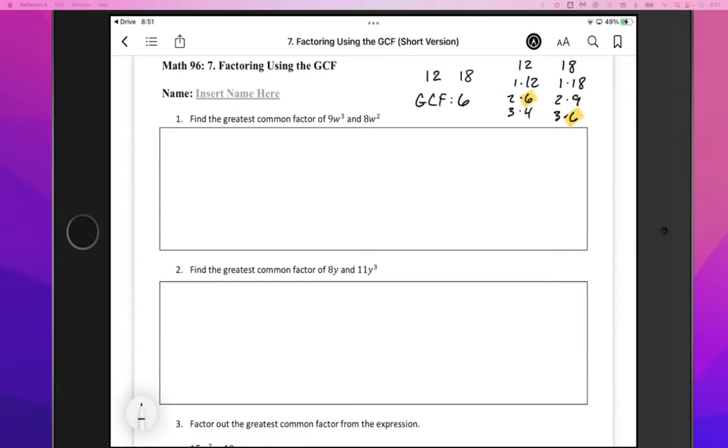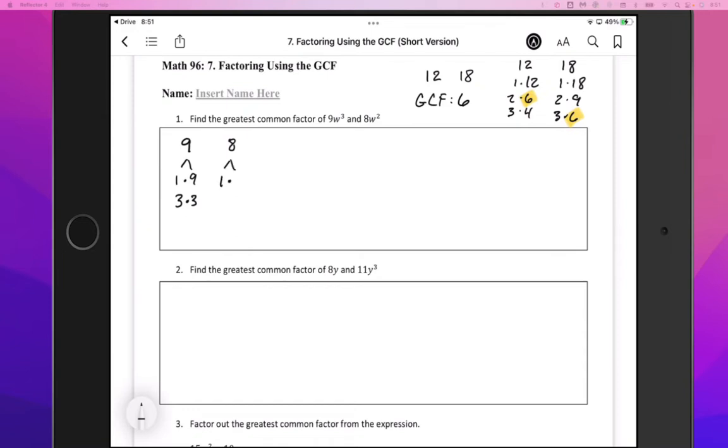And so we'll do this with number 1. We'll make a factor tree for 9, and we'll make a factor tree for 8. So to get 9, I can do 1 times 9. 2 does not work. 3 times 3. And I've got 3 already, so that would be just repeating. I'm not going to go any higher.